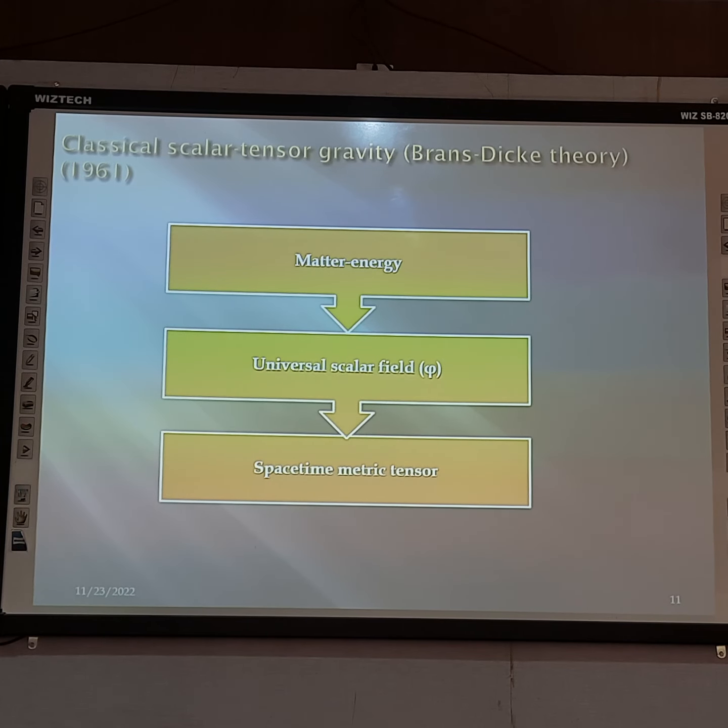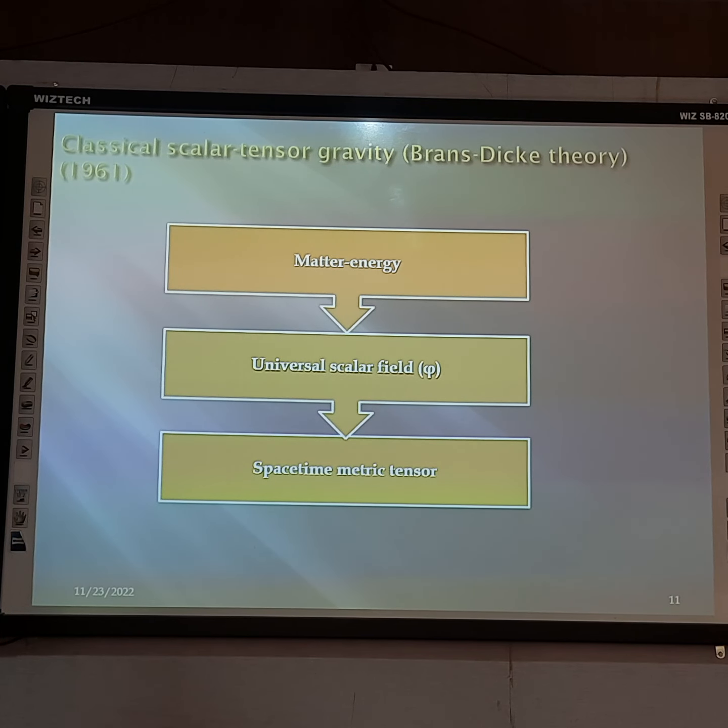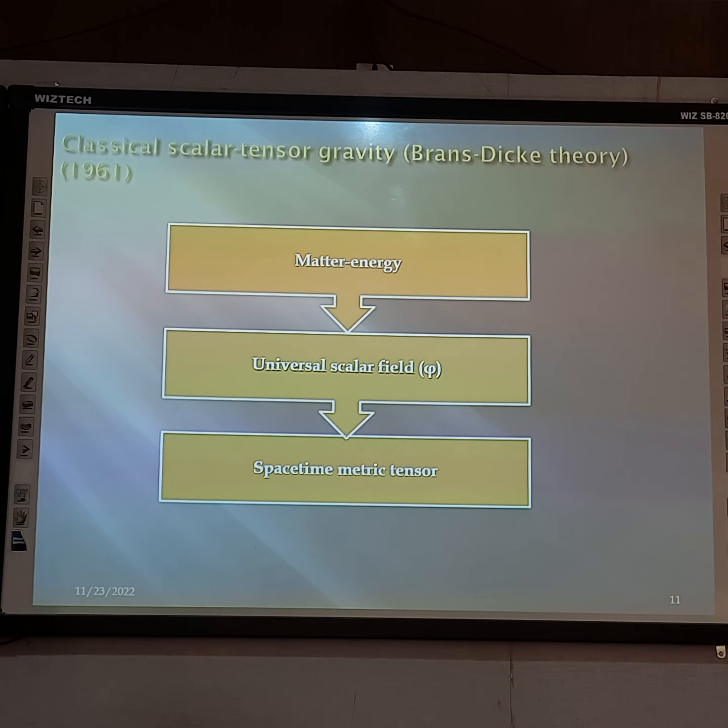Now the first alternative is Brans-Dicke theory, which was proposed in 1961 by Dicke and his PhD student Brans. This is too technical, so I am trying to explain qualitatively what Brans-Dicke theory is. Matter produces a universal scalar field, and the scalar field produces a space-time metric. In Einstein's GR, it is simple. Matter produces a space-time metric directly through Einstein's equations. In Brans-Dicke theory, it goes via a long route: we have a universal scalar field produced by matter, and that produces the space-time metric. This is what Brans-Dicke theory is.